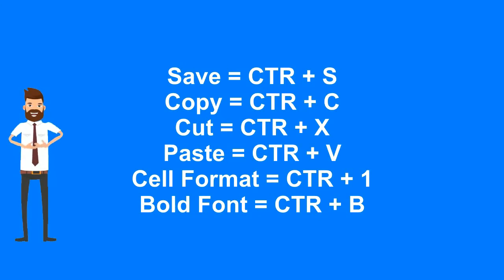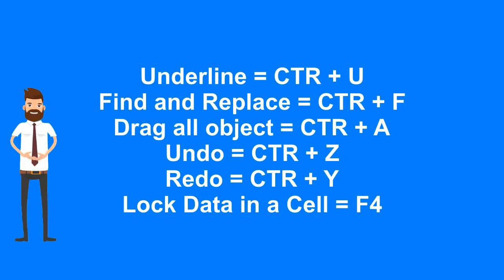Bold font, Ctrl plus B. Underline, Ctrl plus U. Find and replace, Ctrl plus F. Select all objects, Ctrl plus A. Undo, Ctrl plus Z. Redo, Ctrl plus Y. Lock the data in a cell, use the dollar symbol.